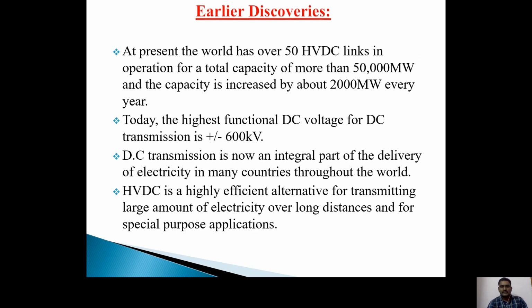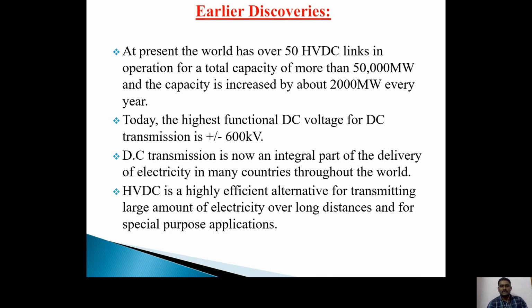At present, the world has over 50 HVDC links in operation for a total capacity of more than 50,000 megawatts, and the capacity is increased by about 2000 megawatts every year.